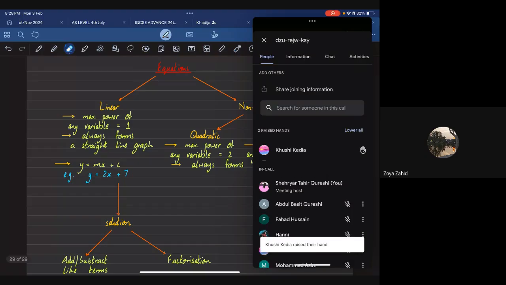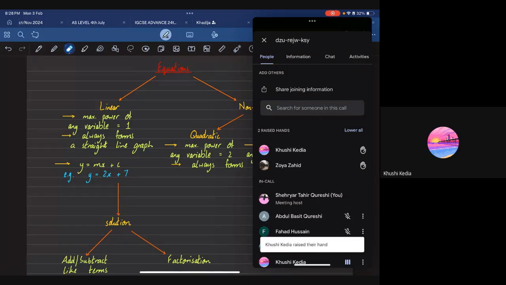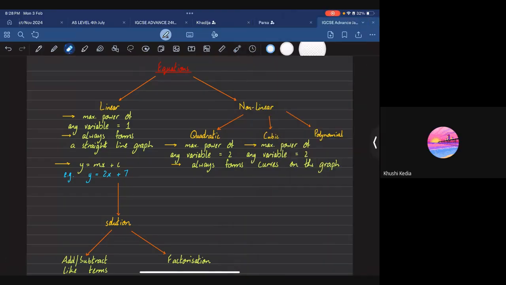Yes, Kushi. So cubic equations have a max power of 3. Yeah, common sense. That's so simple. It's a maximum power of 3. And they both form curves on the graph. Now, the general forms. The general form of a quadratic equation is what? It's obviously going to begin with y. Can someone tell me the general form of a quadratic equation?